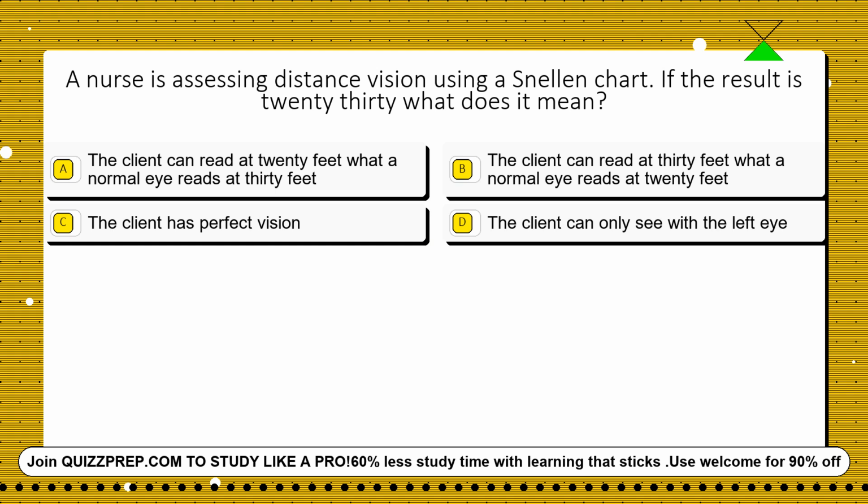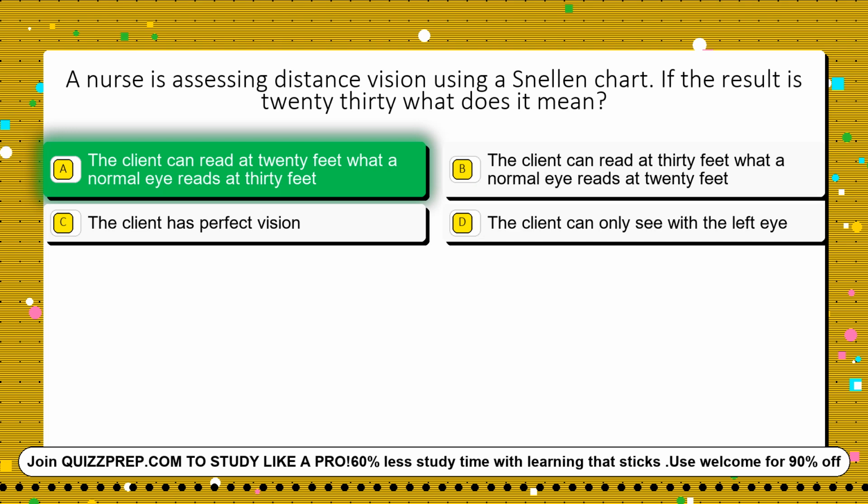Question 54. A nurse is assessing distance vision using a Snellen chart. If the result is 20/30, what does it mean? Option A. The client can read at 20 feet what a normal eye reads at 30 feet. Option B. The client can read at 30 feet what a normal eye reads at 20 feet. Option C. The client has perfect vision. Option D. The client can only see with the left eye.